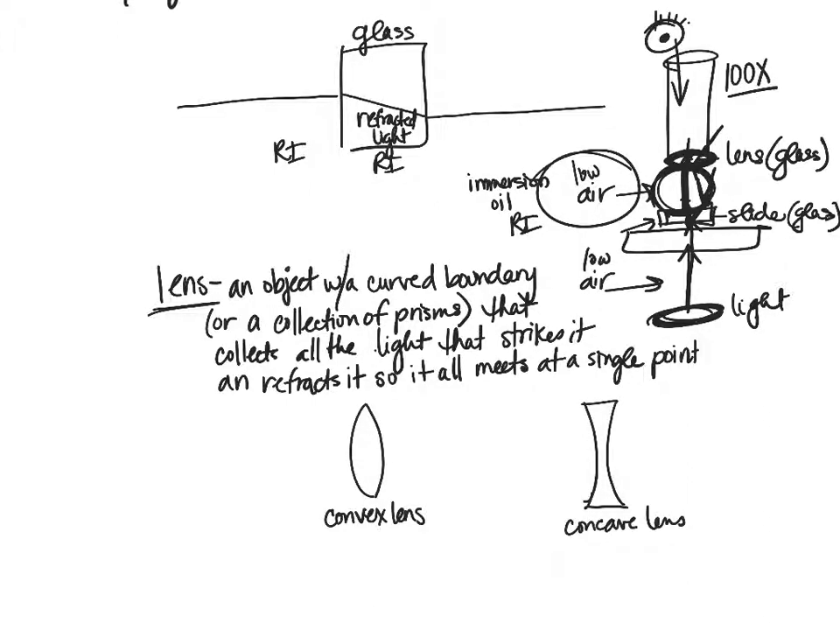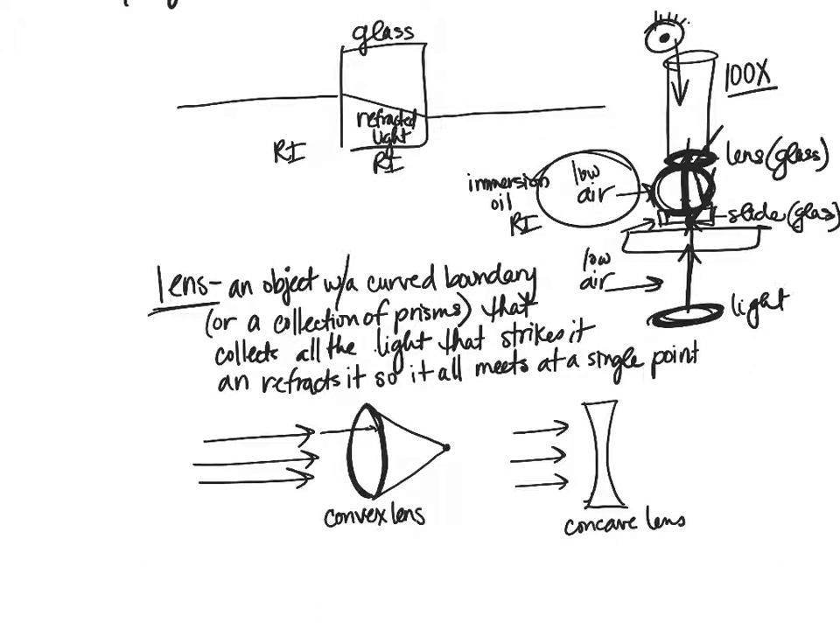So our convex lens and our concave lens. And what we're saying about a lens is that it collects all the light that strikes it. So we have our light coming in here, right, into our lens, and then it's going to refract that light because we have this curved boundary here. Since we have a curved boundary, the light's going to hit the lens, and then because of the curve, we're going to see that light bend. So we're going to see that refract. It's going to refract in such a way that it meets at one point. This point is called the focal point.